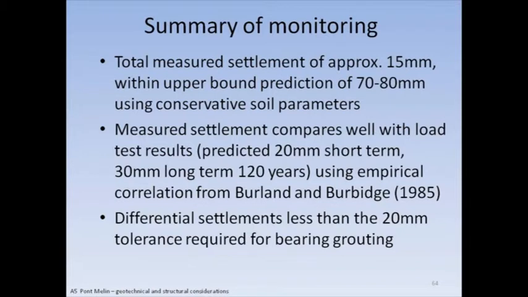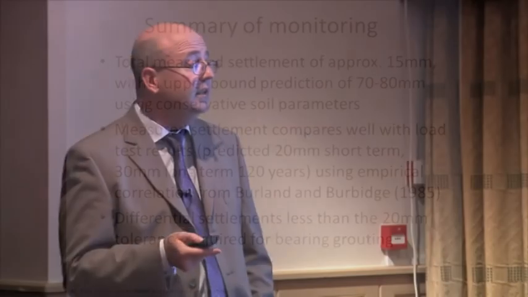What's interesting is that if we then went back to the load test and we used much more empirical measures that you might use for a less sensitive structure, Burland and Burbridge, what actually transpires is that the settlements you would calculate with that are much more in line with what we achieved directly from the load tests. So 20 mil settlement short term, 30 mil long term. But the important thing is that the differential settlements overall were less than the 20 millimetres required tolerance for the grouting of the bearings.